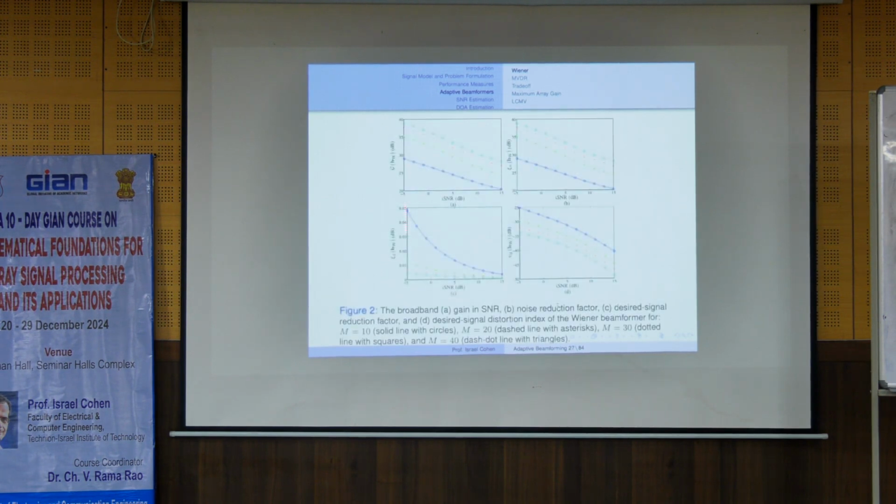In terms of noise reduction factor, gain, and so on, you're familiar with that. If we have plots as a function of the input SNR, you see that the blue line is for 10 sensors, the green is for 20 sensors, red is for 30 sensors, and the final is for 40 sensors. So you see the gain in SNR increases the more sensors that you use.